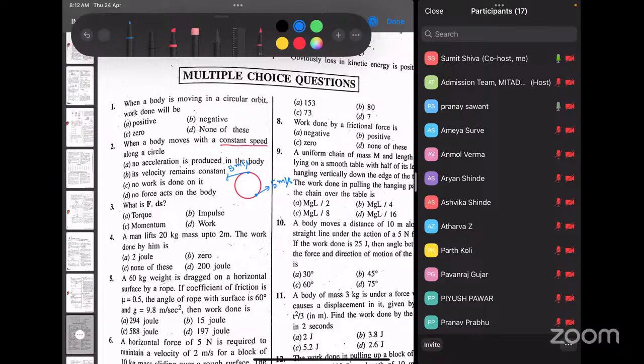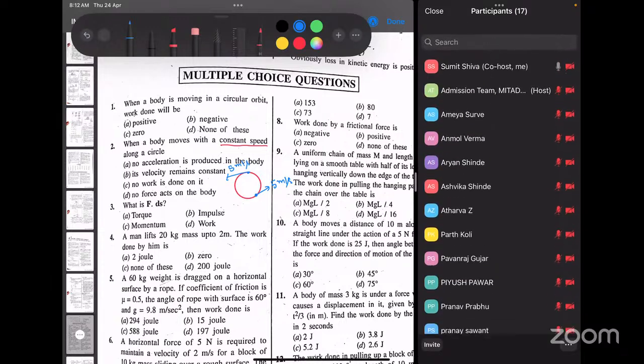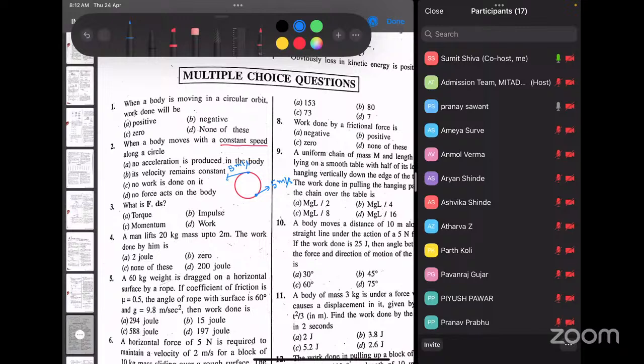Is the velocity constant? No. Velocity is not constant, because velocity is a vector quantity. It has direction also. And in this case, direction is continuously changing. So constant speed does not imply constant velocity. Understood? Now, if velocity is not constant, then what do you think? Will option A be correct or not?